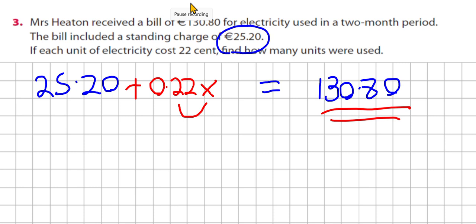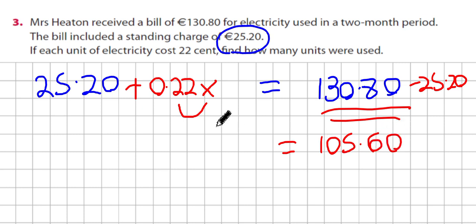You don't have to do it as an algebraic equation either. Just take away the €25.20 from the €130.80, and what do you get? Somebody with a calculator maybe. 105.6. Now, you don't need the algebra for this. I'm just doing it in an algebraic way, but you don't need it. All you have to do is divide that by 22 cents to figure out how many units you used. So what happens to the 0.22?